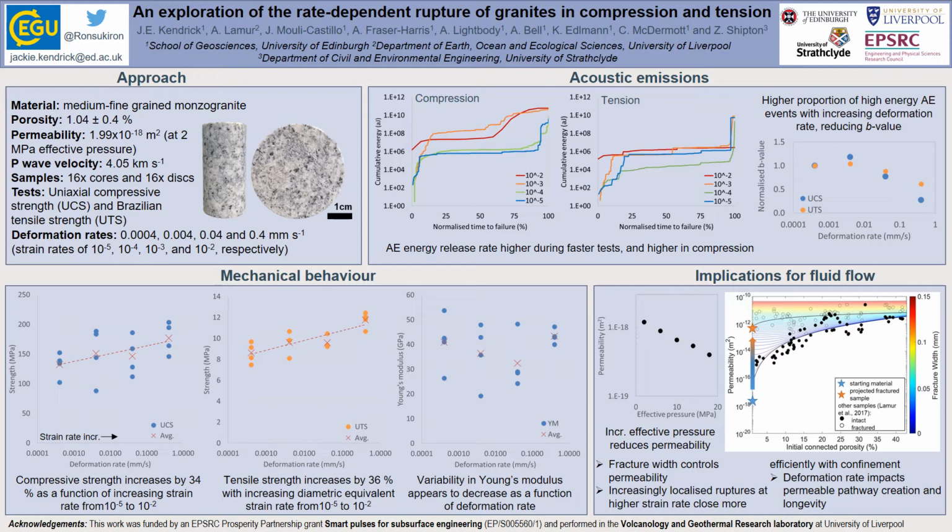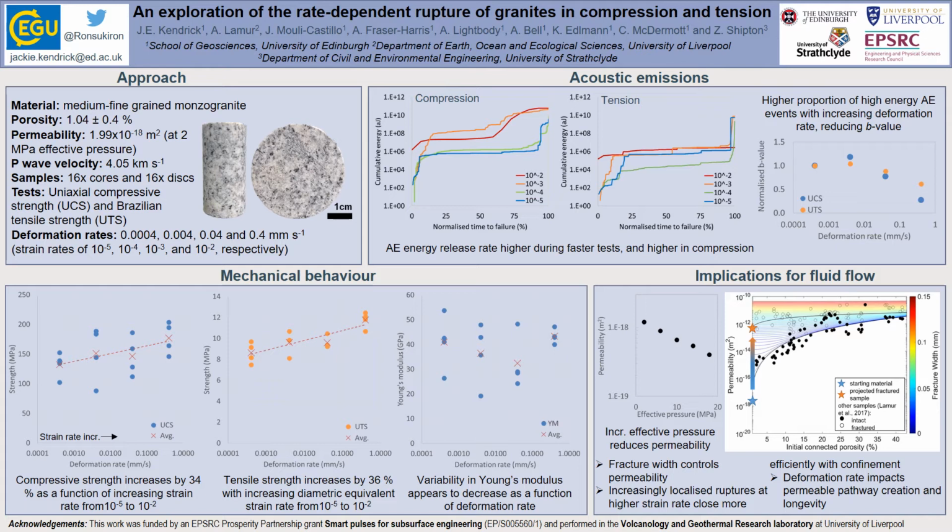Acoustic emission monitoring showed different progression of fracture initiation, propagation, and coalescence in compression and tension, and also differed as a function of deformation rate. Slower tests were characterized by more frequent, smaller amplitude events, which increased in number and amplitude towards failure, whereas faster tests were characterized by fewer, larger events. This served to substantially reduce B-value from that measured at the slowest rate in both compression and tension.